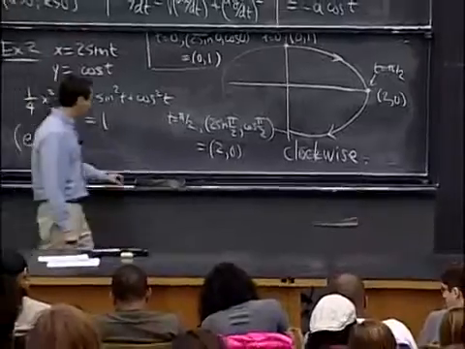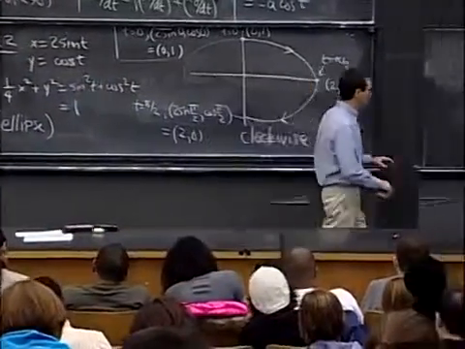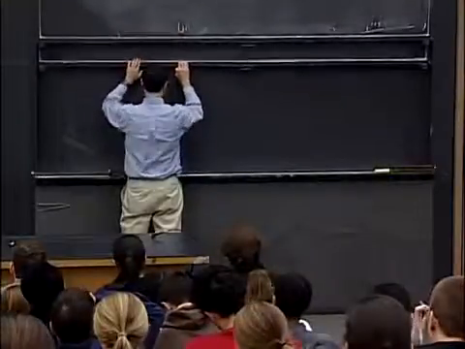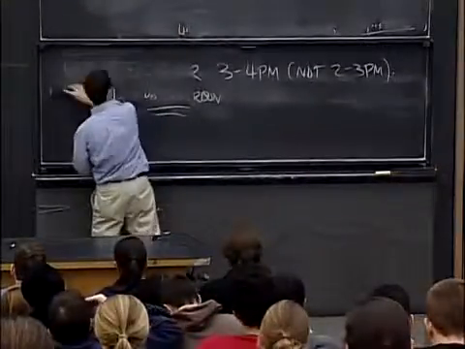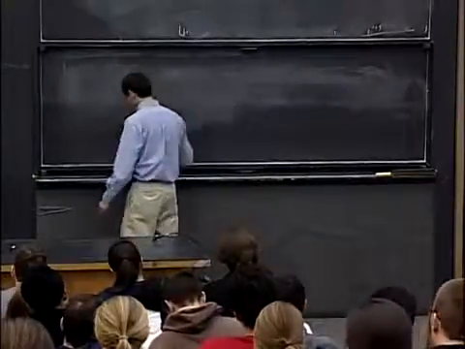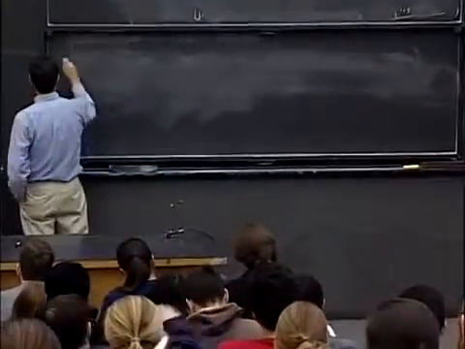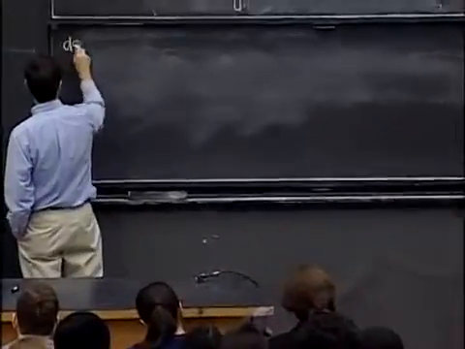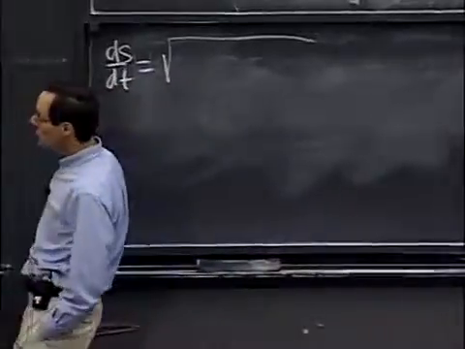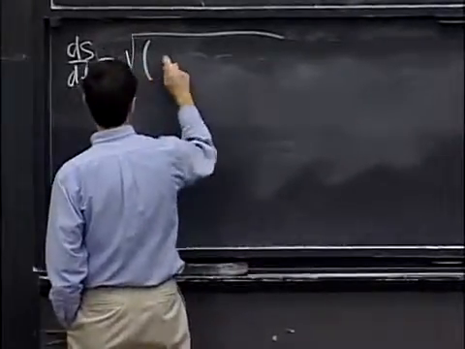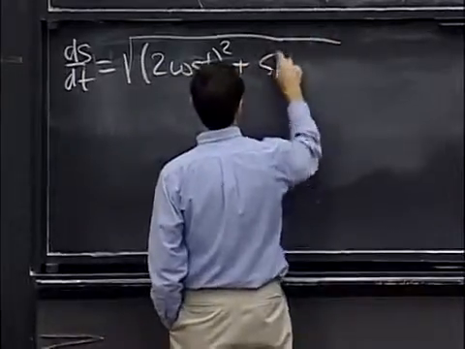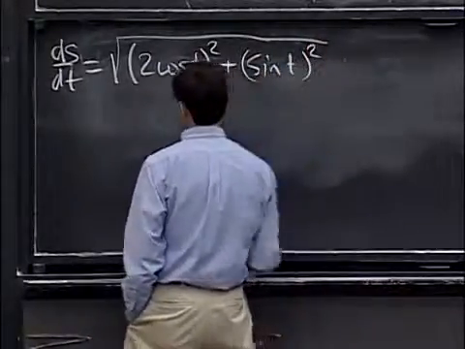All right, now let's keep track of its speed and also the arc length. So the speed is the square root of the derivatives here. That would be the square root of 2 cosine t squared plus sine t squared.